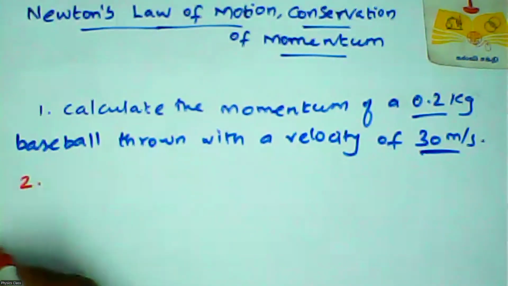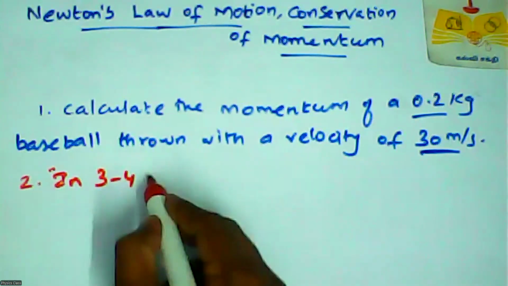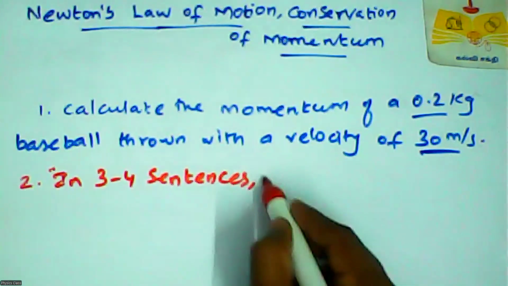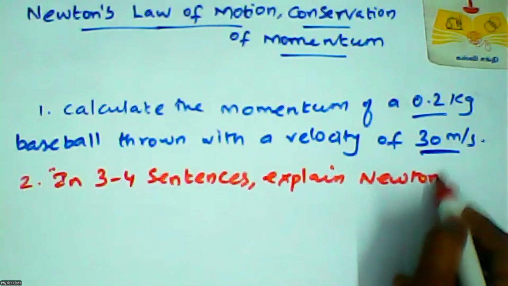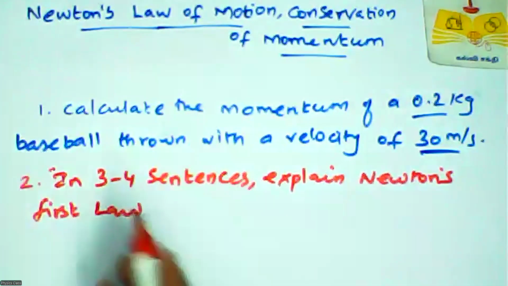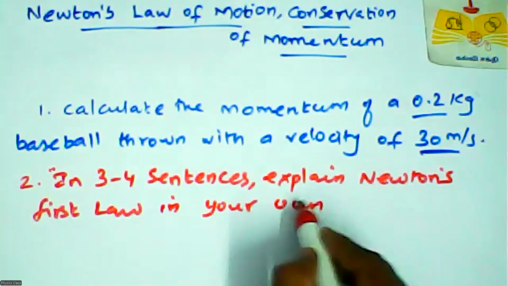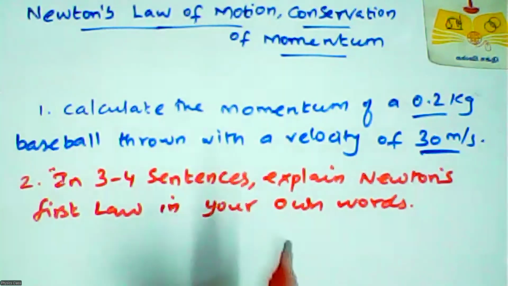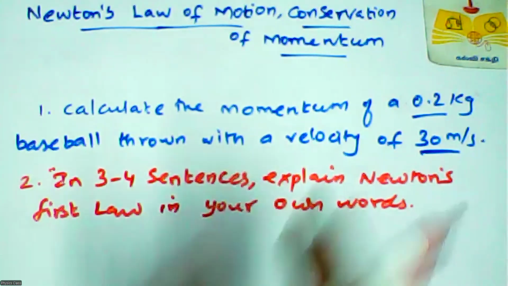Second question: in 3-4 sentences, explain Newton's first law, that is known as the law of inertia, in your own words. You can include one real life example, like a book on a table, to illustrate it. Okay.